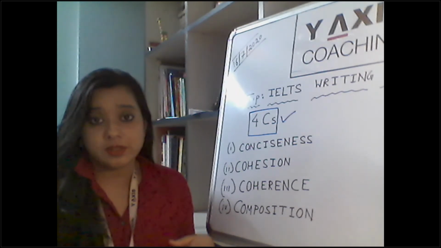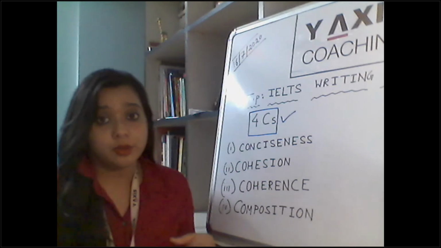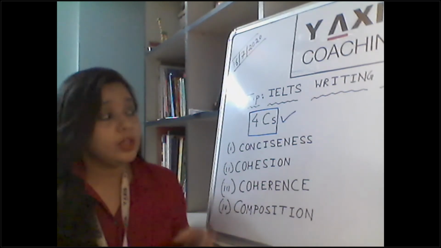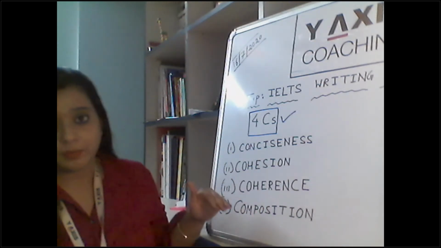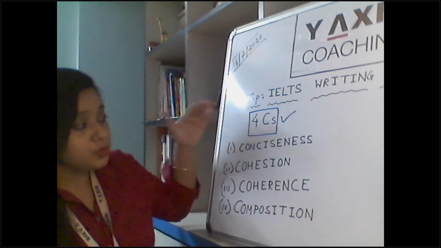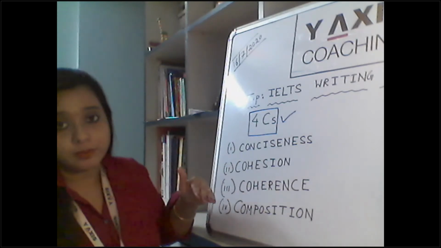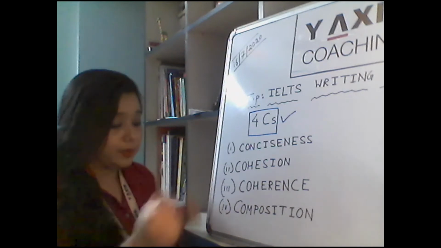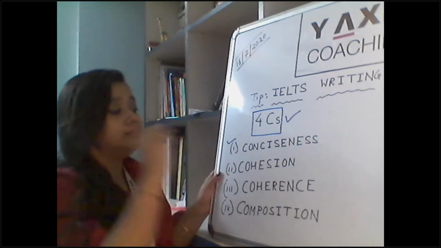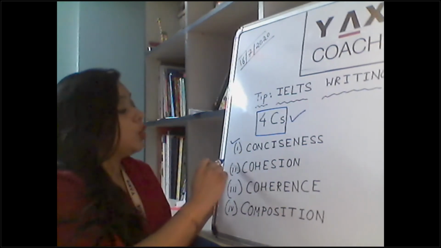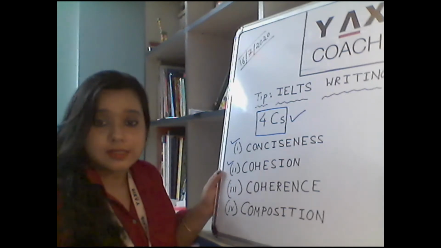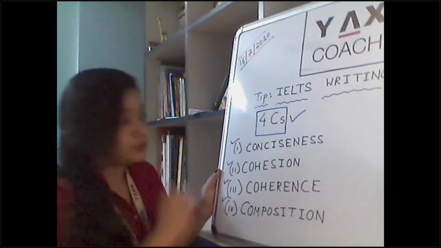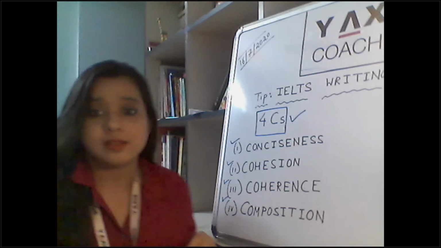So whatever be the written discourse, be it letter, report or an essay, it has to have the 4 C's of a good writing. So what do these 4 C's stand for? Number 1 C stands for conciseness. The second C stands for cohesion. The third C stands for coherence. And the fourth C stands for composition. So what is meant by conciseness?